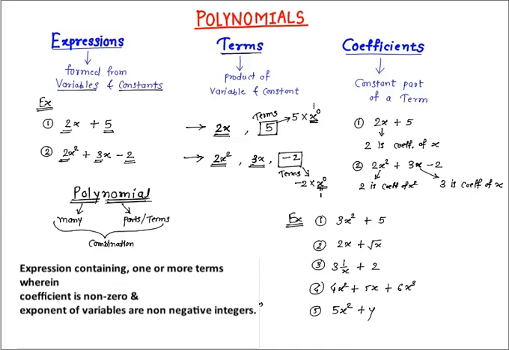Now let's take the first example. Here we can see the coefficient of x square is 3, which is non-zero, and what is the exponent, that is the power of variable x? It is 2. That means it is a non-negative integer. That means this expression is a polynomial.